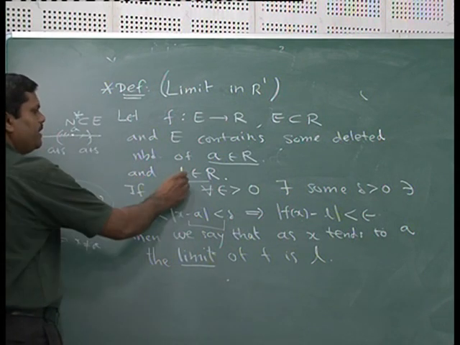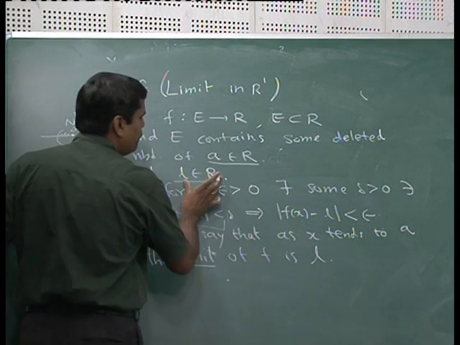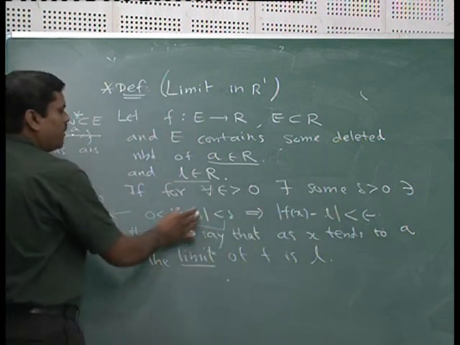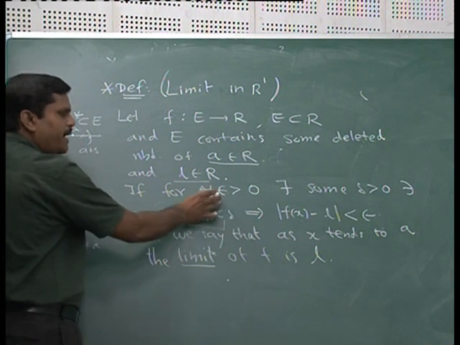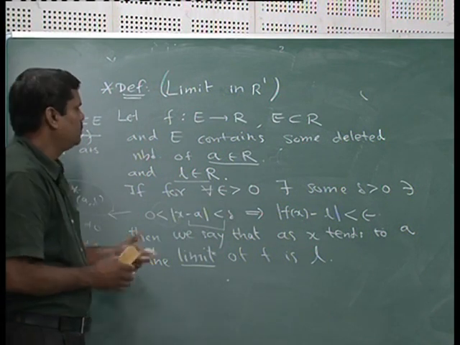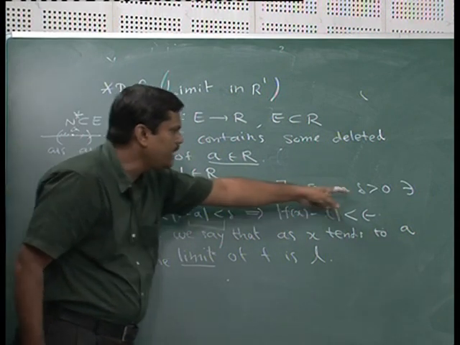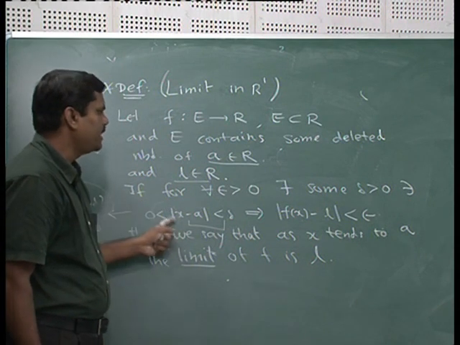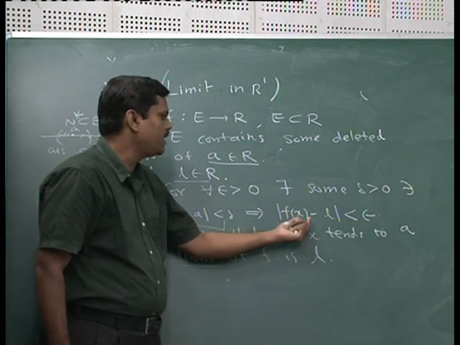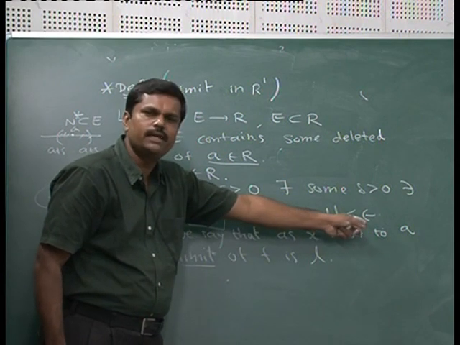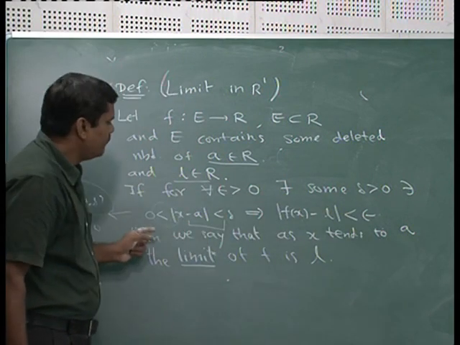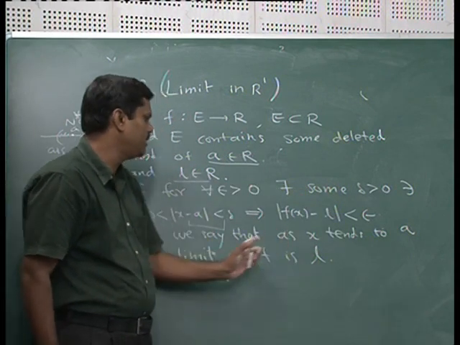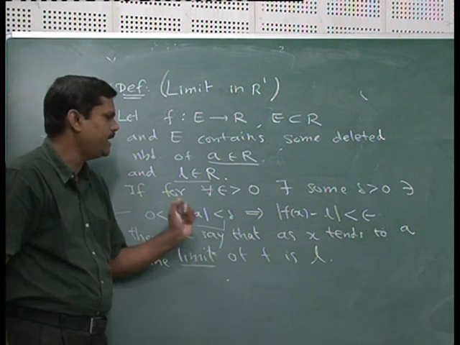So, the number L is known to us, that is the very important thing: mod of f(x) minus L is less than epsilon. For any given positive real number epsilon, given by some third person, if you can find some positive number delta for which, for any x satisfying this condition, the difference between f(x) and L can be made less than the given epsilon, then we say that as x tends to a, the limit of the function f is L.